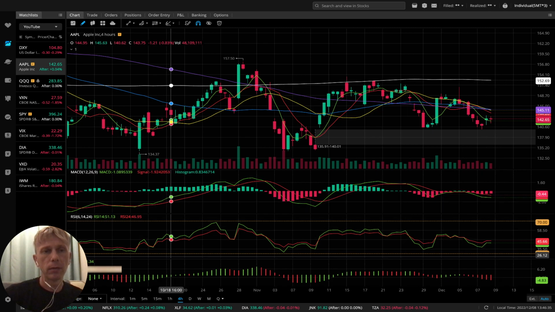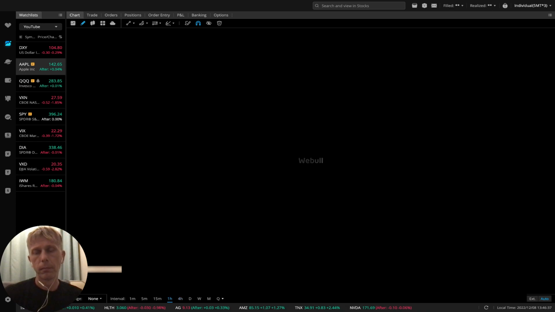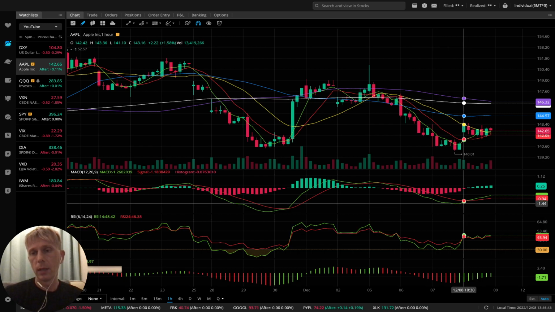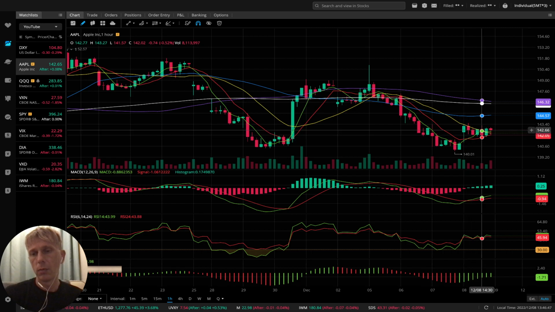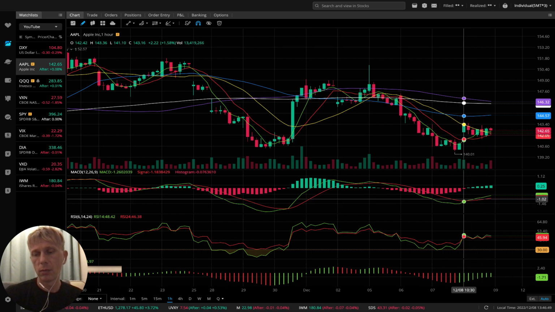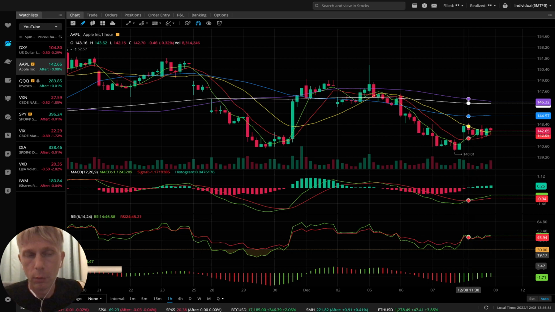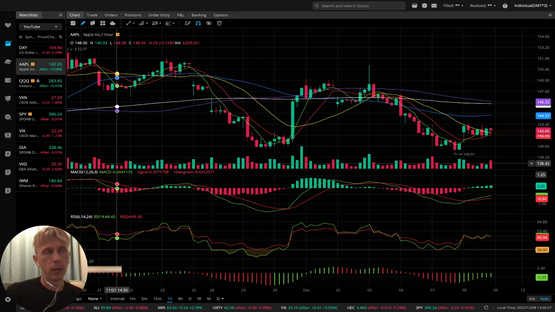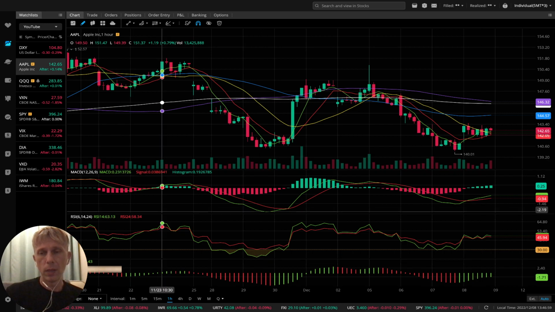Let's check 1 hour. On the 1 hour, it's bullish, right? MA5 did a bullish crossover over 10, over 20. MACD did a bullish crossover, RSI bullish crossover, awesome oscillator. On 1 hour, Apple is bearish. On 4 hours and daily bullish. I'm sorry, opposite. On 1 hour, it's bullish. On 4 hours and daily, it's bearish.